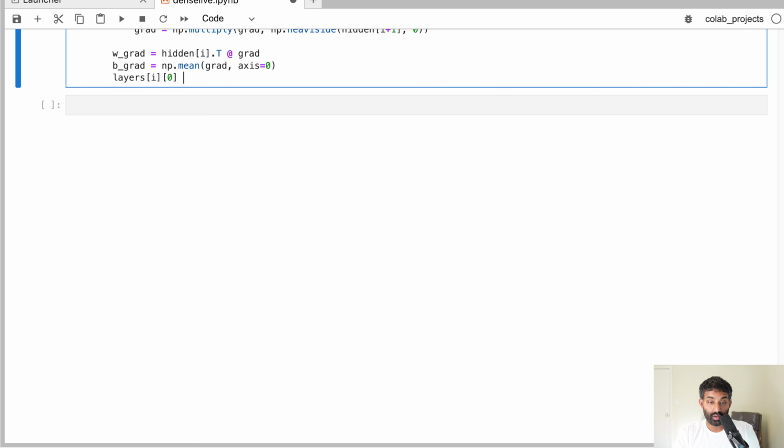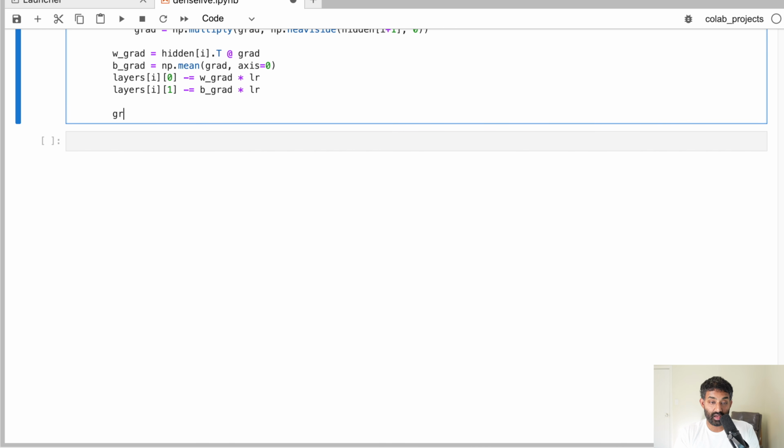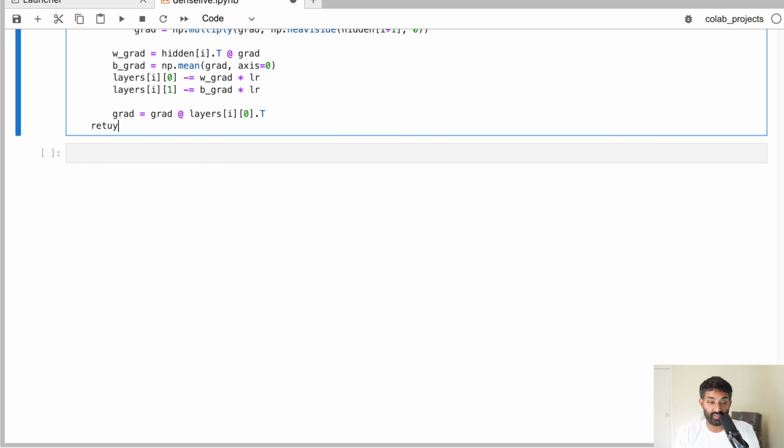All right, and then we can go ahead and update our weights. So we'll just take the W gradient and multiply it by the learning rate. And we can do the same thing for our bias. So we'll take our B grad and multiply that by the learning rate. And then we need to pull the gradient across to the layer below. And to do that, we're just multiplying our gradient by the transpose of the weights. And then at the end, we can return our layers.